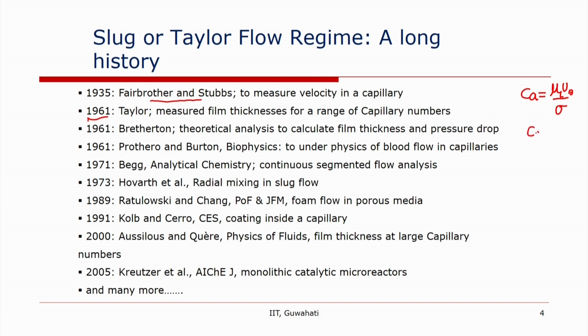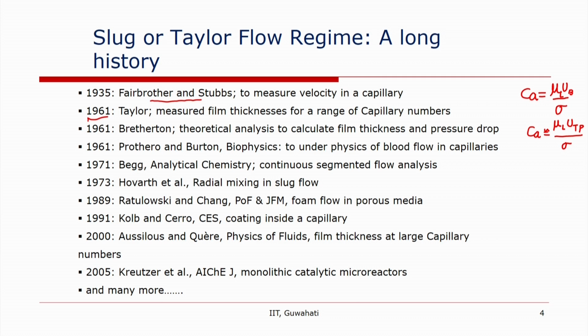But because in many cases we might not know the bubble velocity beforehand, and there is not much difference, at least the difference between the bubble velocity and the two-phase velocity is about 10 to 15 or 20% at max, this is often written as mu_L U_TP over sigma. So Taylor measured the film thickness for a range of capillary numbers experimentally, and after him this bubble shape has been known as Taylor bubbles.